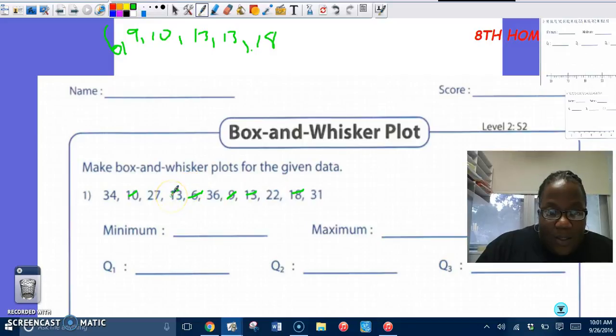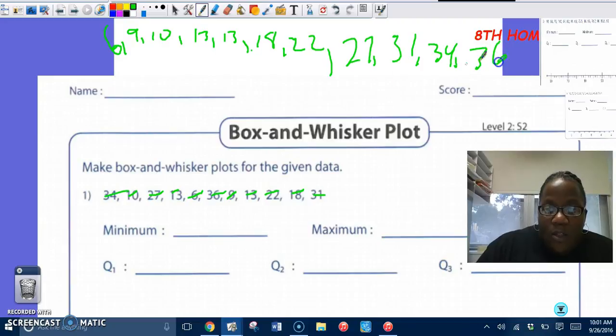And then it looks like 22. And then 27. And then 31. Then 34. And then 36. All right, hopefully I put those in order.